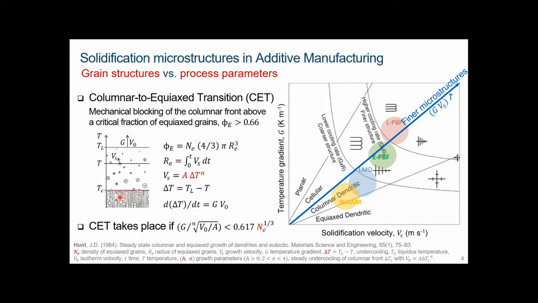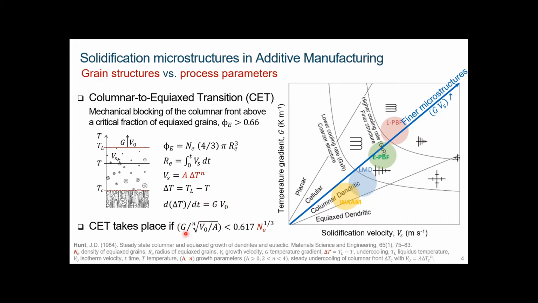This is a schematic from the original paper. So you have the columnar grains here. You have the equiax grains growing in the undercooled liquid, from the liquidus to the temperature of the columnar front. So you can integrate over time the growth of all these equiax grains, and you get a volume fraction of the equiax grains. These are some simple relations that you can derive.